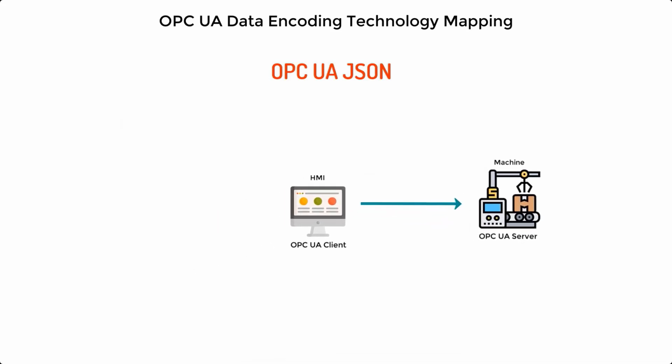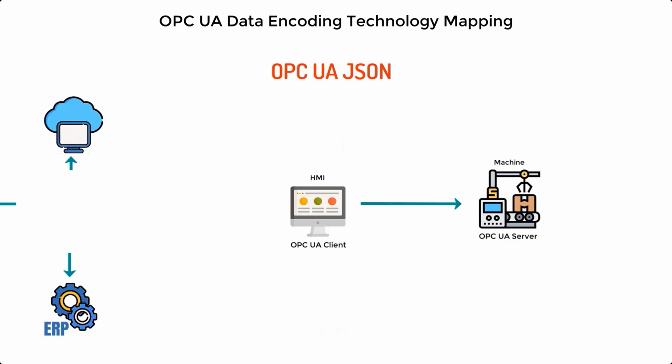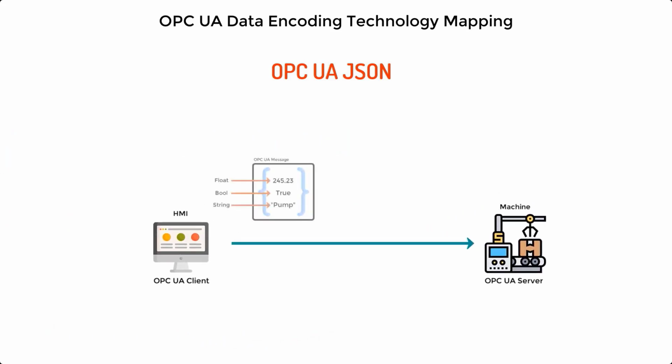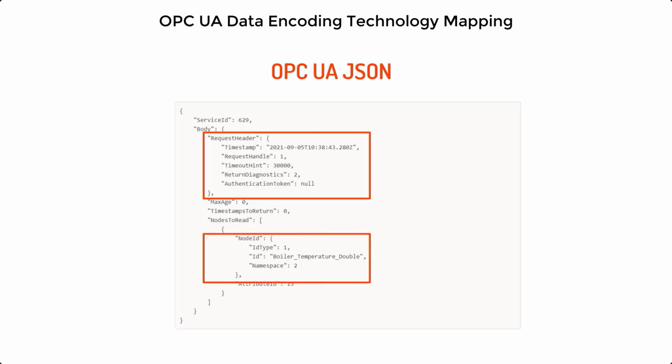Now, in order for OPC UA applications to interact with a wide range of web and enterprise applications that use JSON format for data exchange, the OPC Foundation developed the OPC UA JSON encoding format, which defines standard JSON representations for OPC UA's primitive built-in types. For example, an OPC UA Boolean data type is encoded as a JSON true or false. Here is an example of an OPC UA JSON encoded read request. So as you can see here, the JSON object includes a request header and the node ID of the data point to be read under nodes to read, all made up of primitive data types.